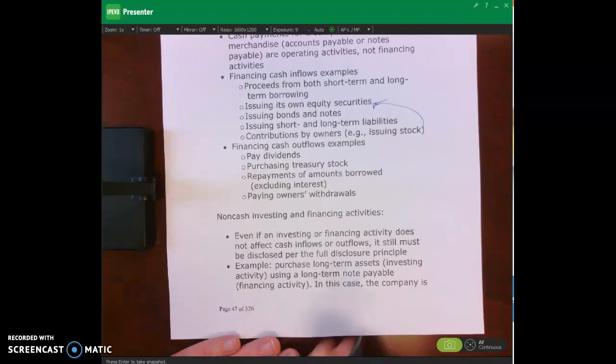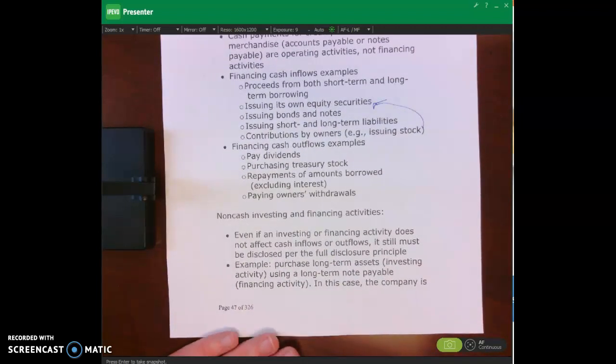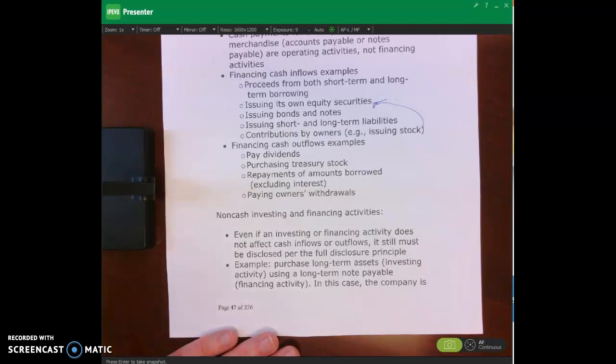In terms of non-cash investing and financing activities, there are some situations where investing and financing activity wouldn't affect cash inflows or cash outflows. So it doesn't affect any inflows or outflows, but it still needs to be disclosed per the full disclosure principle. Here's an example of what I mean.